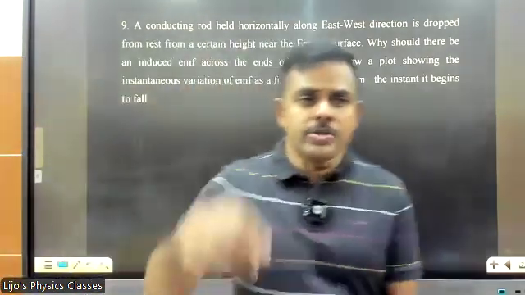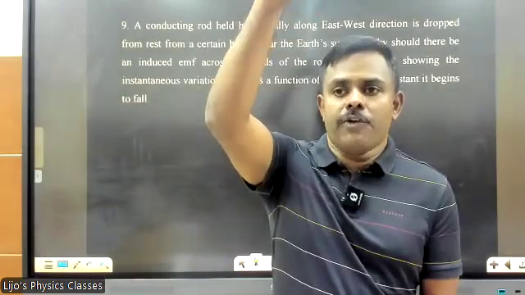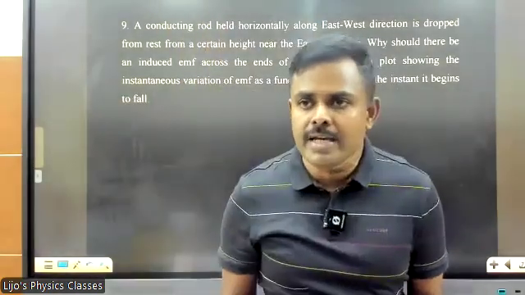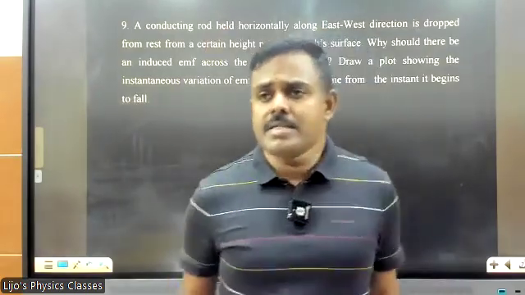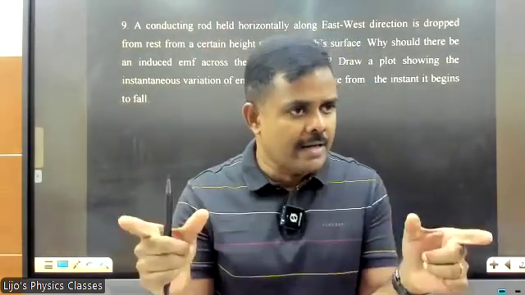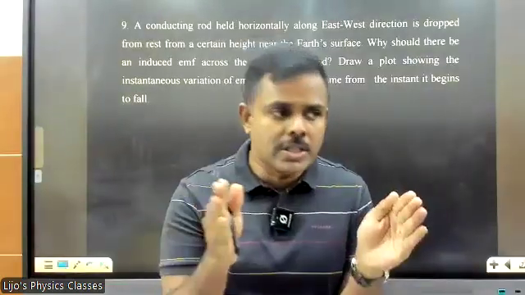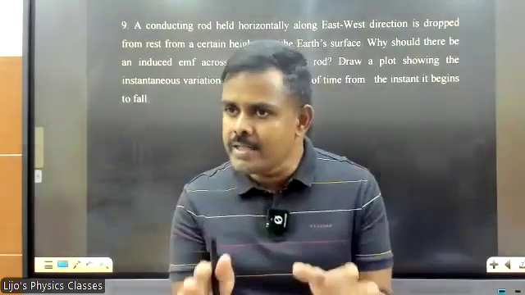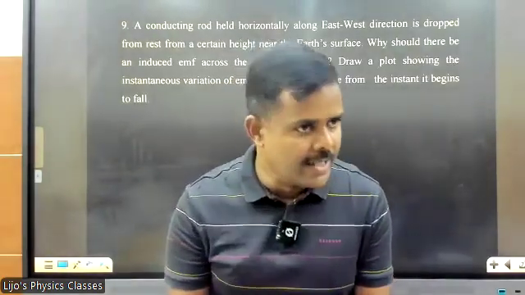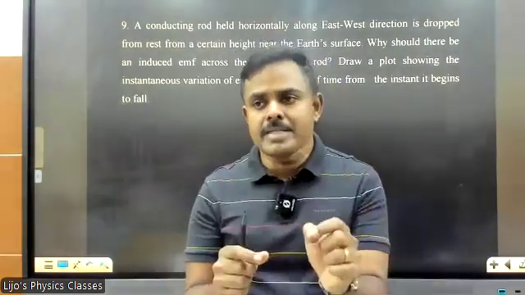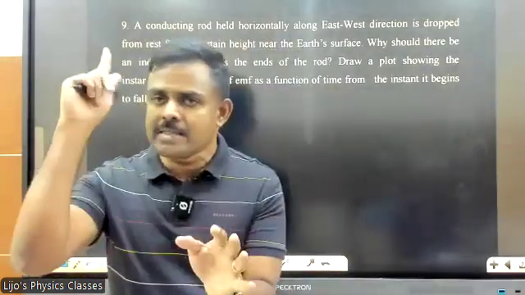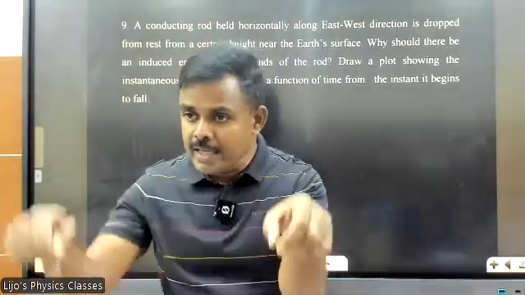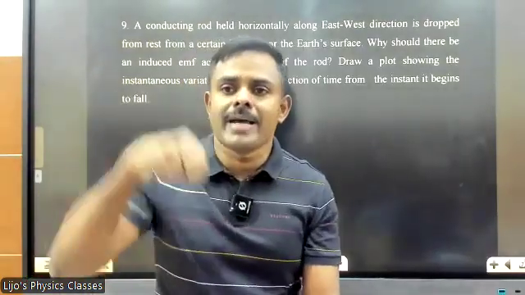Why should there be an induced EMF? Because when the conductor falls, it is cutting Earth's magnetic field. Earth has a magnetic field. Earth's magnetism, geomagnetism or terrestrial magnetism stands deleted now. It is not there. Got it? That topic is deleted from magnetism now. But just know that everywhere, even in this room, there exists a magnetic field.